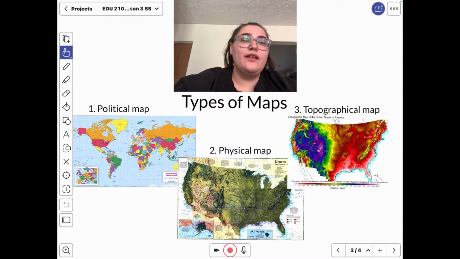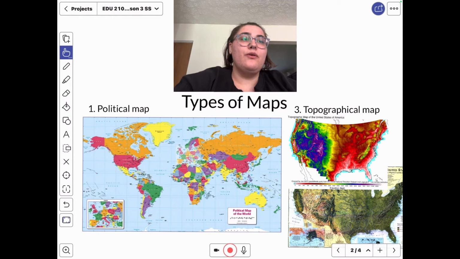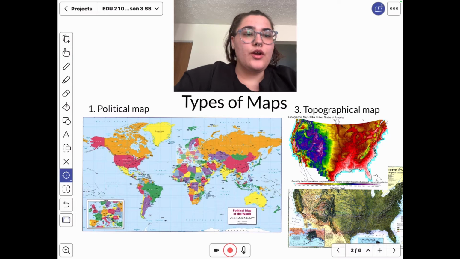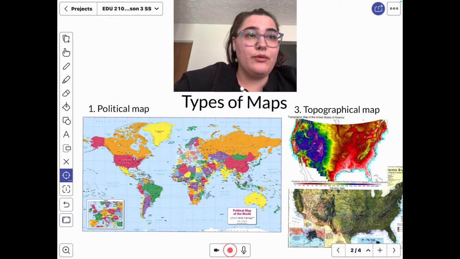Let's start off by looking at some types of maps. Our first one is a political map. Political maps show the state and national boundaries of a place, and they show the location of cities in respect to each other. We can see the title of this map is Political Map of the World. Titles are important when looking at maps so that we know what we're looking at.